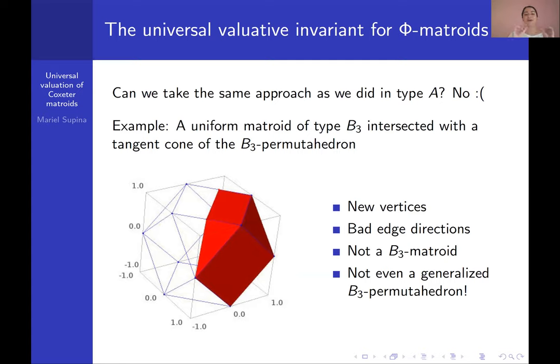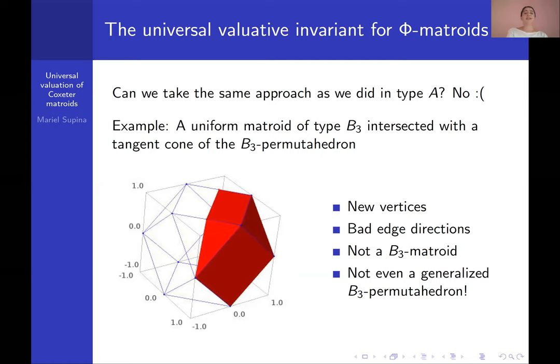You can see it's all inscribed in a cube, but you can try to ignore the cube markings. We have this polytope that has square and triangle faces. This is a uniform matroid of type B3. I'm intersecting it with a tangent cone of the B3 permutahedron, translated so its point is at the vertex that's most in the foreground, if you can picture that. And what I get is this little red polytope that I've pictured here.